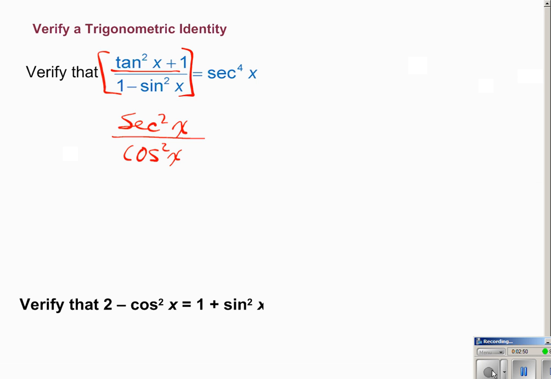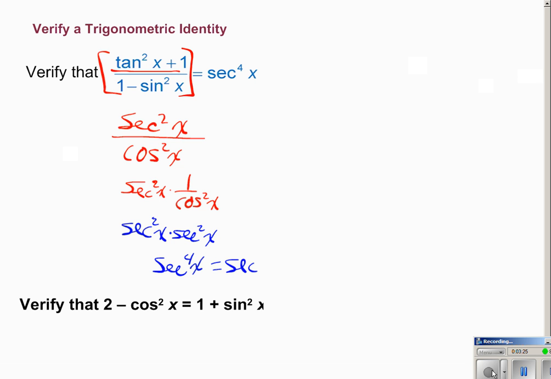So we have this secant squared over cosine squared, or maybe we want to think of that as secant squared of x times 1 over cosine squared x. Not that we have to do that, but it maybe helps us see that what we really have there is secant squared of x times secant squared of x, or secant to the 4th power of x.